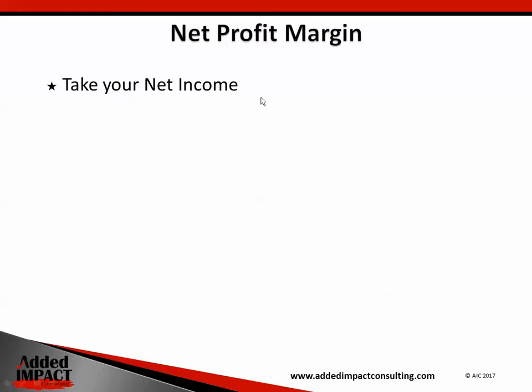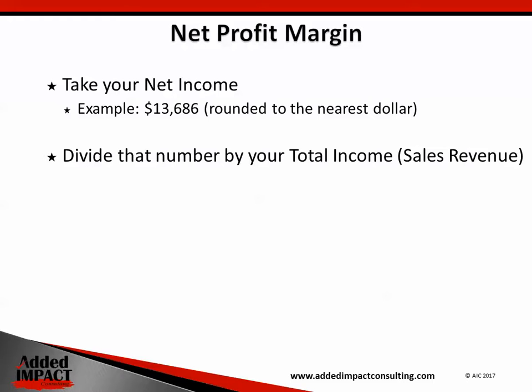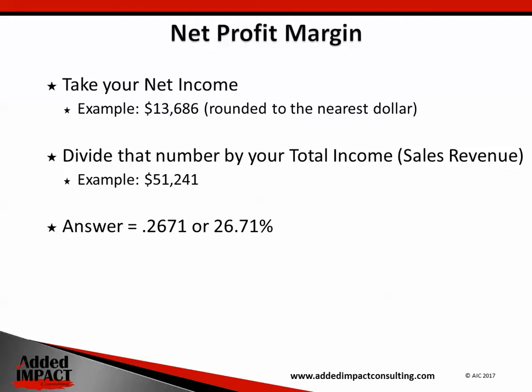Take your net income. In the previous example, it was $13,686, and that's rounded to the nearest dollar. And I want to divide that number by my total income, or sales revenue. In this example, it was $51,241. That gives you an answer of 0.2671, or if you convert it to a percentage, 26.71% is our net profit margin.